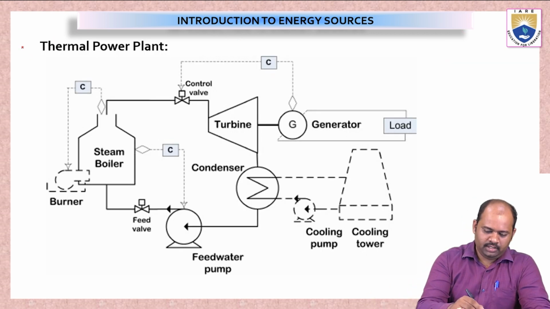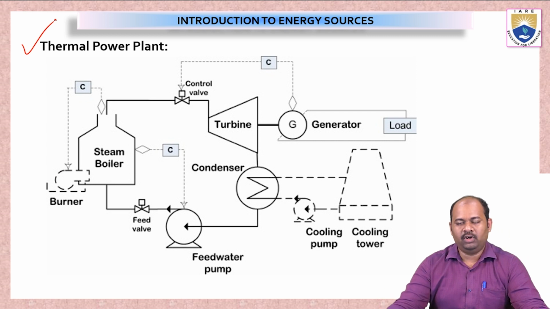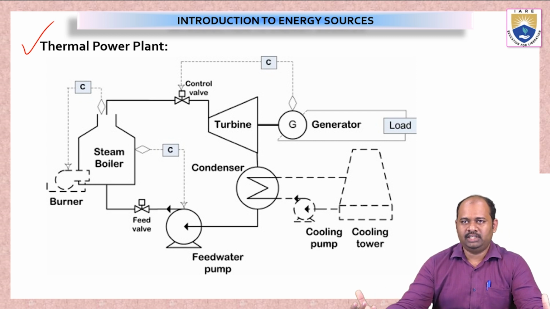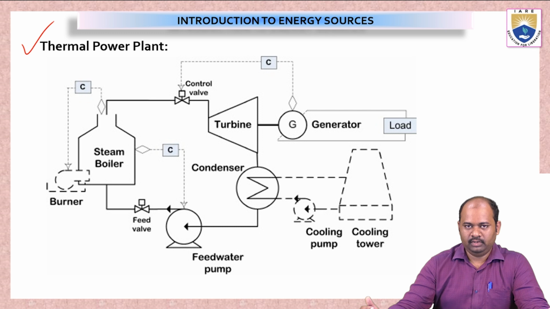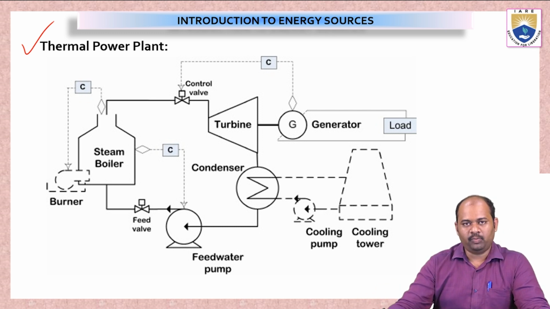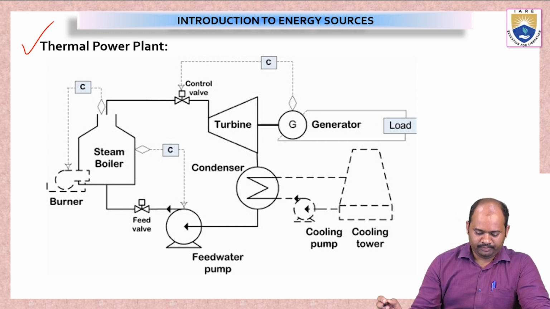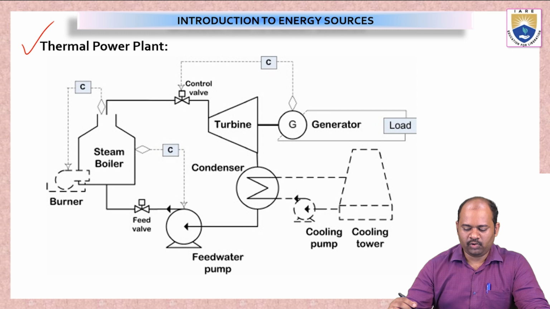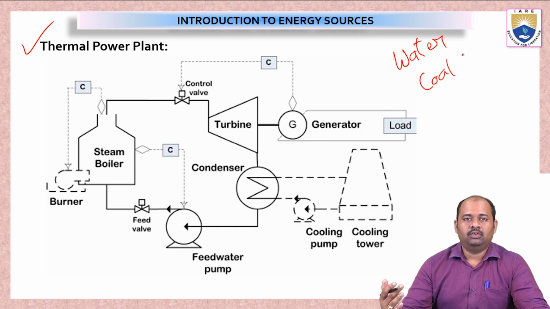Now we'll see what are the different sources, or the different ways in which we can generate energy. So here we are seeing a thermal power plant which is used to produce electricity, and this uses some kind of technique, and that we are going to study now. So here in a thermal power plant, we use water and coal as the raw materials for production of electricity.